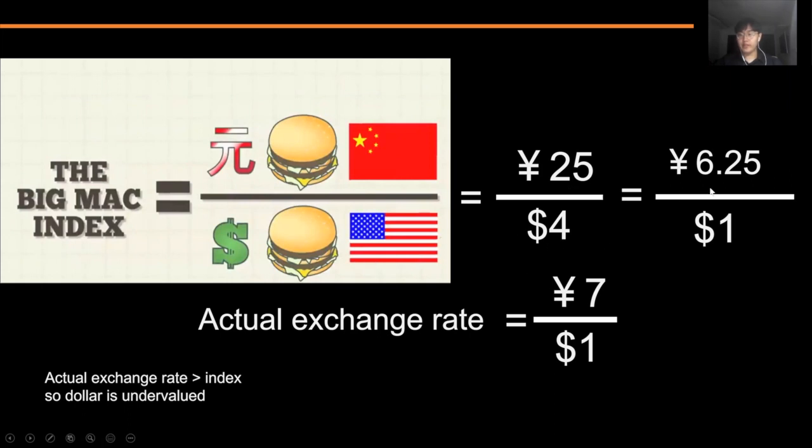So the Big Mac index should be 6.25 yuan for $1. Suppose the actual exchange rate is 7 yuan for $1. So the dollar is undervalued. When the price of the Chinese Big Mac decreases or prices rise in America, letting the index equal the real exchange rate, the PPP will be restored.